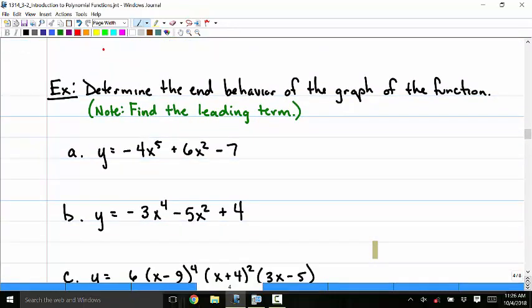Oh, look, more examples. I didn't know I'd put those on there. All right, example A. What's the end behavior? Odd, negative leading coefficient. I will agree. Up, down. B. Y equals negative 3x to the 4th minus 5x squared plus 4. Even degree, negative leading coefficient. I agree. Down, down.